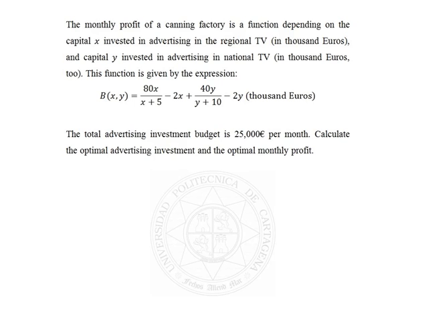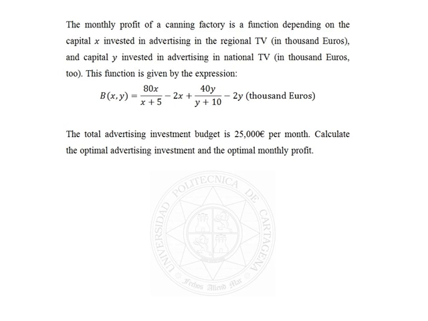The monthly profit of a canning factory is a function depending on the capital x invested in advertising in regional TV, measured in €1,000, and capital y invested in advertising in national TV in €1,000 too. This function is given by the expression B(x,y) = 80x/(x+5) - 2x + 40y/(y+10) - 2y, measured in €1,000 as well.